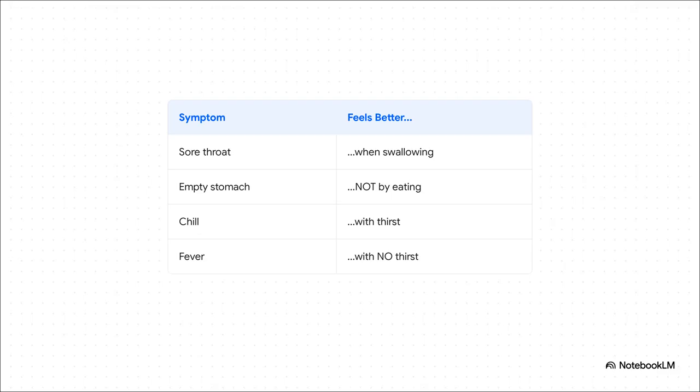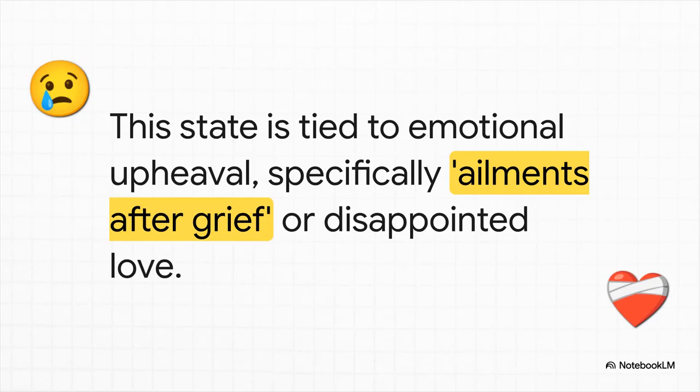And here's exactly what that looks like in the real world. A sore throat that actually feels better when you swallow, an empty stomach that isn't relieved by eating. You feel thirsty when you have the chills, but you have no thirst at all when you have a fever. I mean, everything is the exact opposite of what you would normally expect. So, what's the story behind this state? Well, the source ties these bizarre contradictions directly to major emotional upheavals, specifically, ailments after grief or disappointed love. The emotional and the physical are seen as just one complete, tangled up picture.